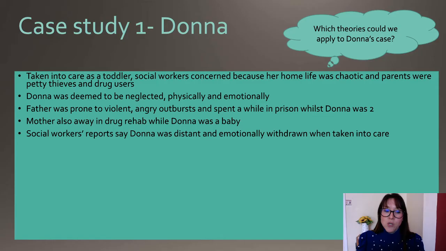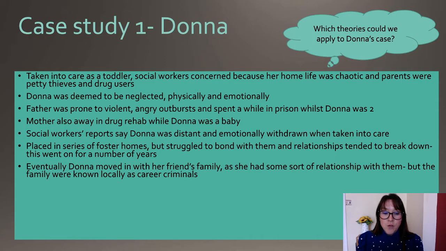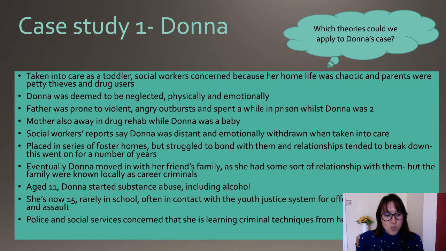Social workers' reports said that Donna was distant and emotionally withdrawn when taken into care. Placed in a series of foster homes, but struggled to bond with them and relationships tended to break down. This went on for a number of years. Eventually, Donna moved in with her friend's family as she had some sort of relationship with them, but the family were known locally as career criminals. Aged 11, Donna started substance abuse, including alcohol. Aged 15, rarely in school, often in contact with youth justice system for offences like shoplifting and assault. Police and social services concerned that she is learning criminal techniques from her friend's family.